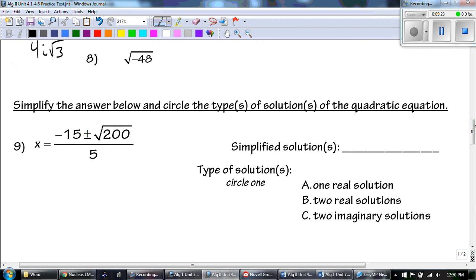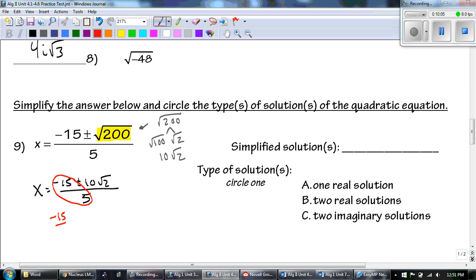All right, number 9. Simplify the answer below and circle the type or types of solutions of the quadratic equation. The first thing that I notice is that there's the square root of 200, so I can break that down. Square root of 200 breaks down to 100 times 2, and the square root of 100 is 10. So we have x equals negative 15 plus or minus 10 square root 2, all divided by 5.